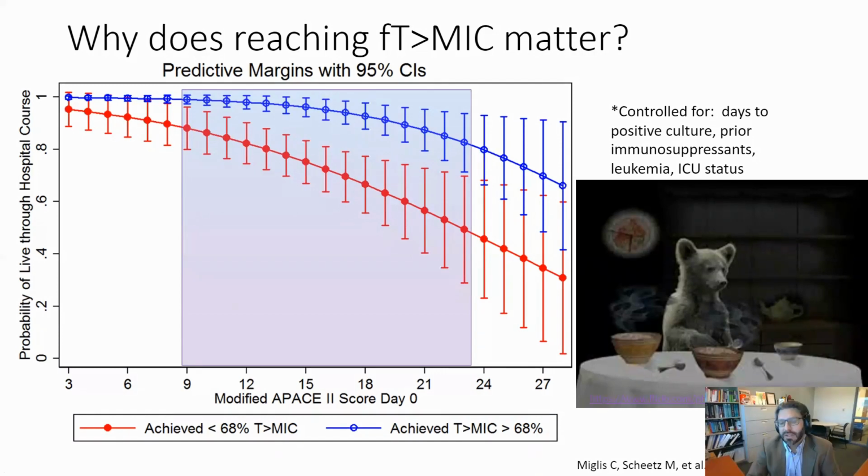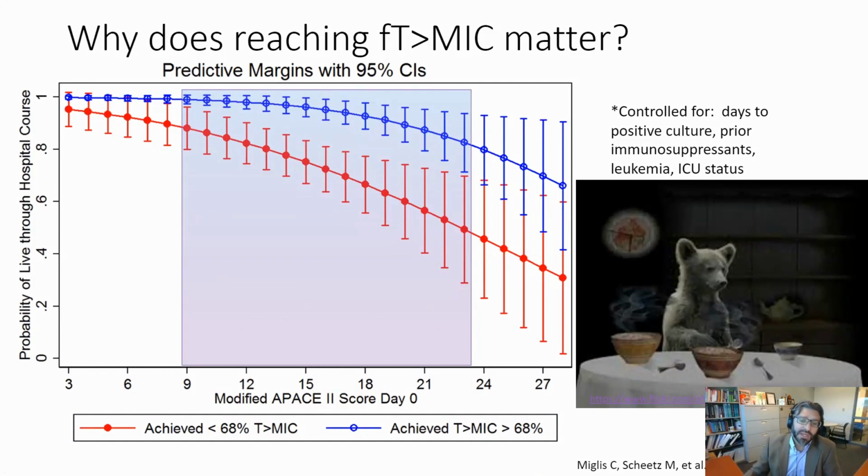Now, what you can appreciate here is something that we know very well, that the sicker a patient is, the less likely they are to survive. So as you move to the right along that x-axis, you can see that these patients are indeed much less likely to survive as that goes on. The other thing that we can see is that it is important to achieve that target, that time over MIC of 68%. So for the patients that did, there is a separation between those two lines and the confidence intervals of those two lines. So statistical significance is really defined when those two confidence intervals do not overlap.